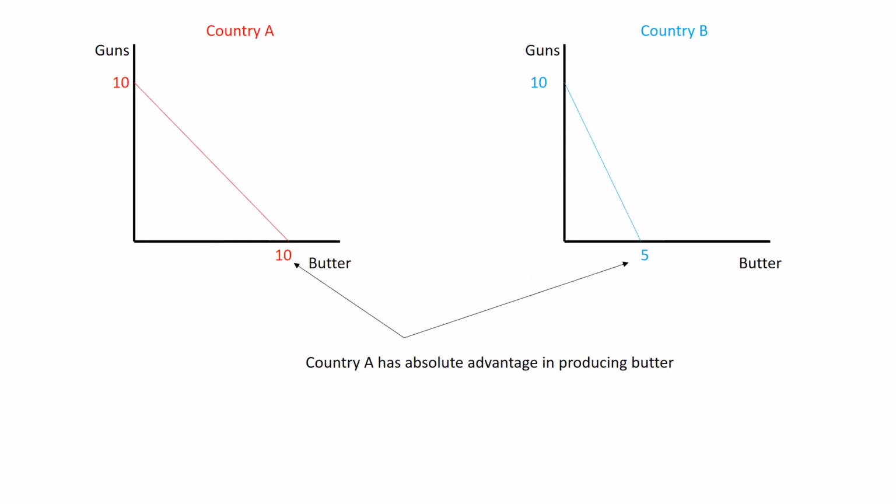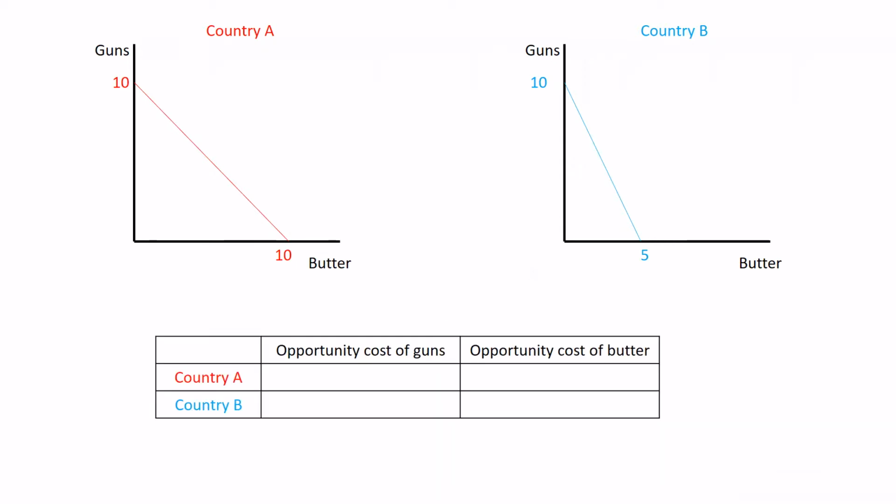Absolute advantage, though, doesn't actually help us all that much when we talk about trade. It helps us to know about the size of an economy, but not what the economy will specialize in. What we need for that is to compare the opportunity cost for each country producing guns and the opportunity cost for each country producing butter.